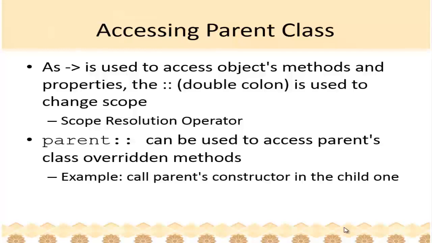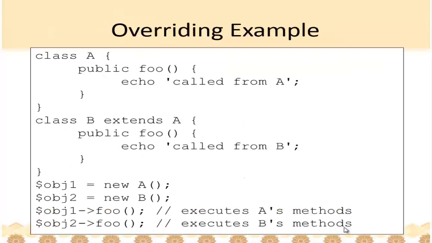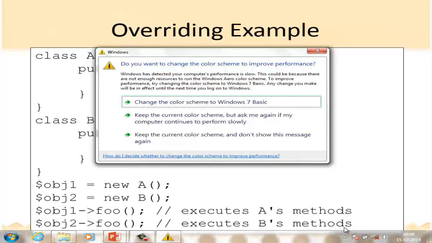Now in the last class I've already told you that if you want to access the parent class, use parent followed by the double colon. This is the scope resolution operator that is used in order to access the parent methods or the parent properties. Now here you will notice that we have a class, and this is an example of overriding without the use of parent.